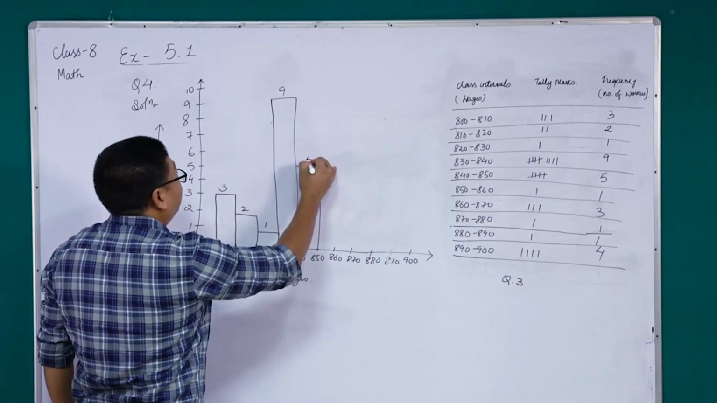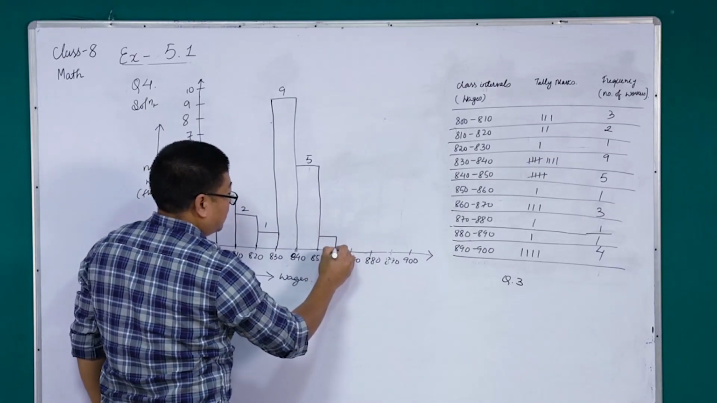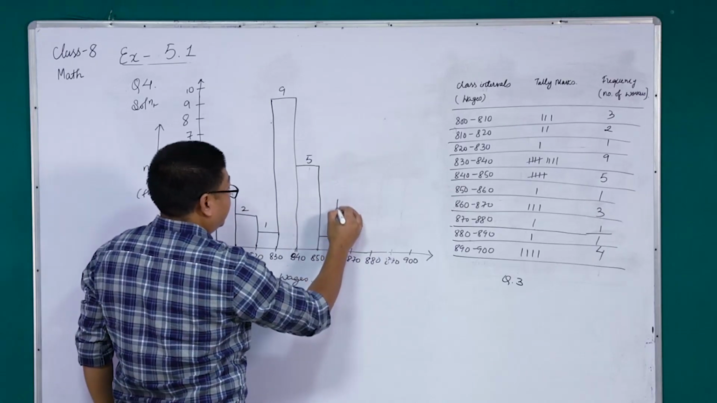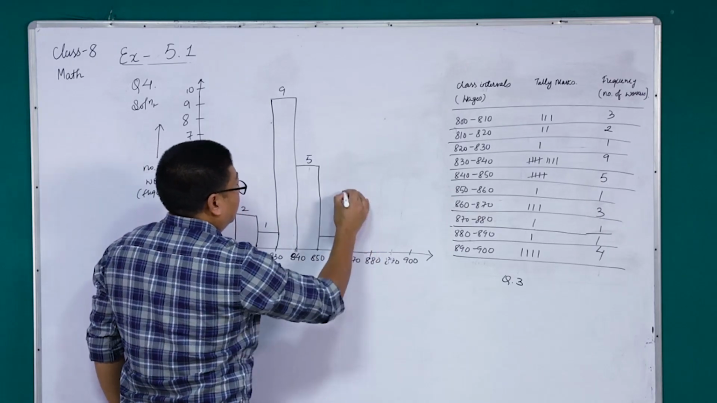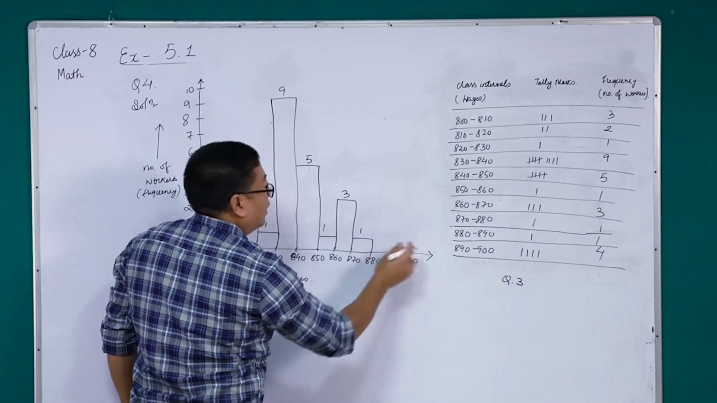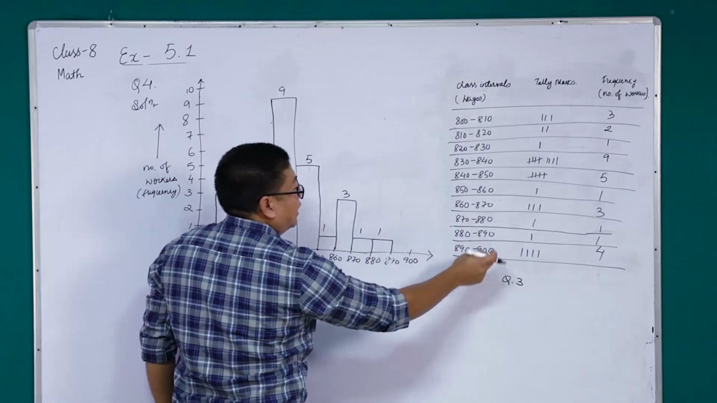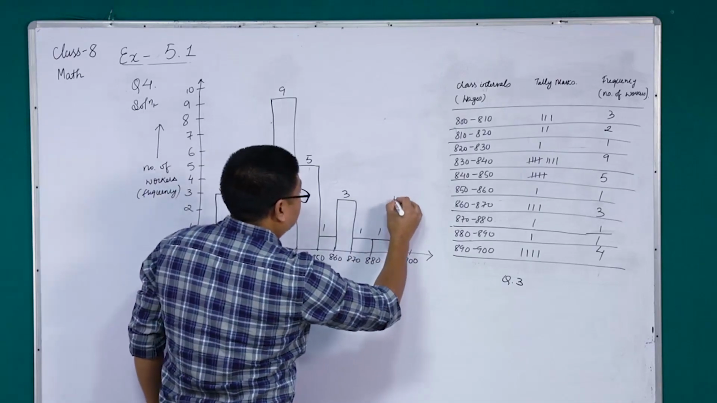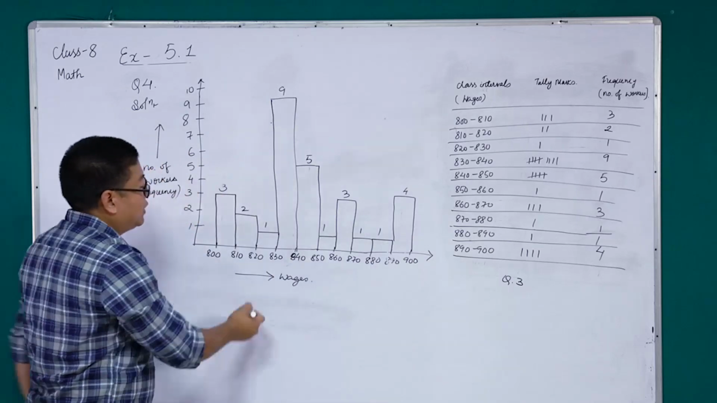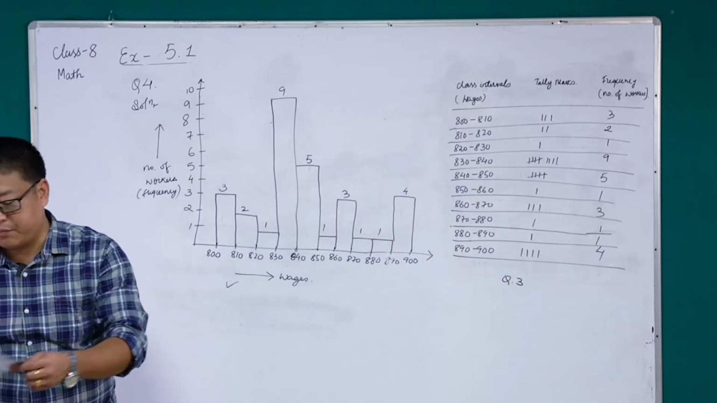Now this was 5. So 850 to 860 is 1. So 1 will be somewhere around here. 860 to 870 is 3. So 3 will be somewhere around here. 870 to 880 is 1. 880 to 890 is again 1. And finally, 890 to 900 is 4. So it will come somewhere around here. Now this is your histogram, the first part of question number 4.